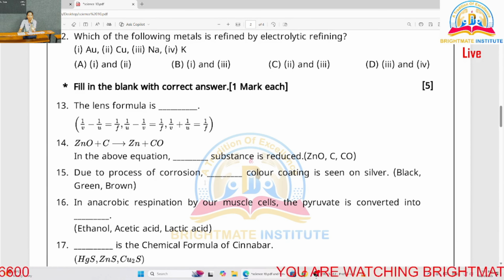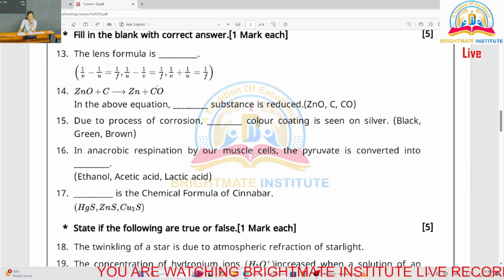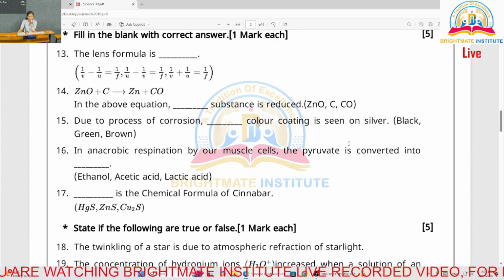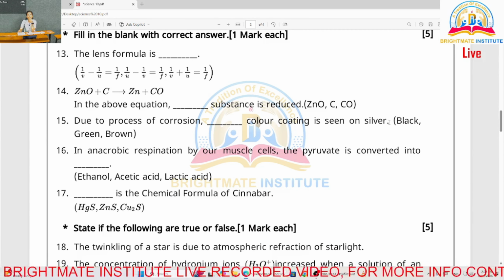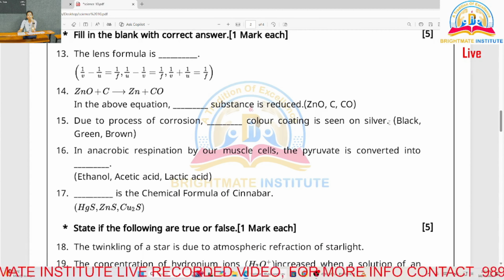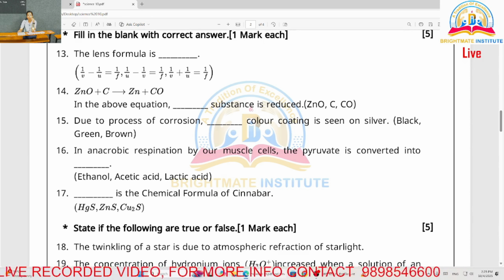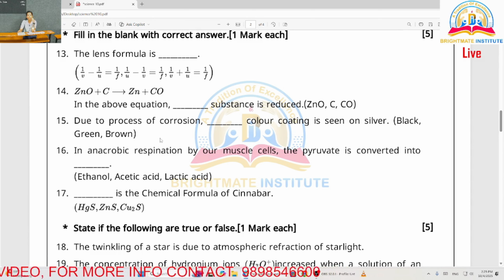Now, due to the process of corrosion, a blank color coating is seen on silver. Is it black, green or brown? The correct answer is black. When we wear silver anklets, you can see that a black coating forms. Actually it is due to silver coming in contact with oxygen and moisture, and a black coating is seen. So remember, the coating on silver is black.